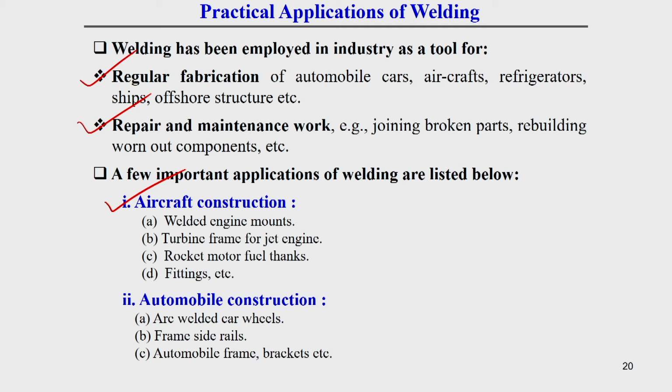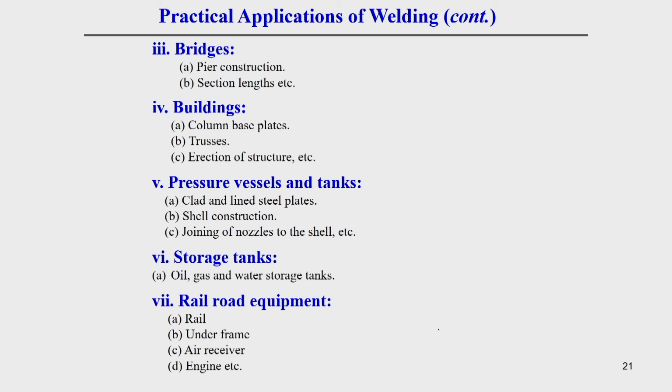In automobile construction also we get application like arc welded car wheels, frame side rails, automobile frame and brackets. Then we can get the application in bridges, in pier construction, then section length, etc. In case of building also we get different types of application of welding like column base plate, trusses, erection of structure. In pressure vessel and tank also it has different application like clad and lined steel plate, shell construction, joining of nozzle to the shell, like in storage tank also, oil, gas, water storage tank.